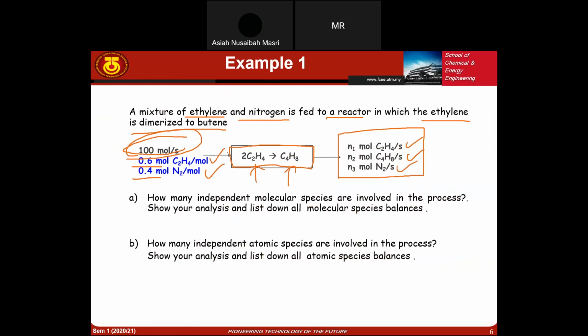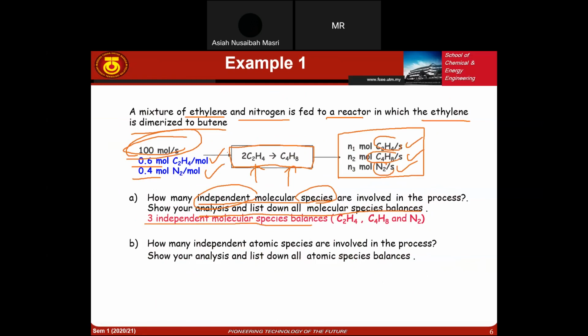Now, how many independent molecular species are involved in the process? And show your analysis and list down all molecular species balances. Here, we have three independent molecular balances. We have C2H4, we have C4H8, and also we have nitrogen. Because the ratio for molecules here is not consistent. So here we have three independent molecular species, so no problem.